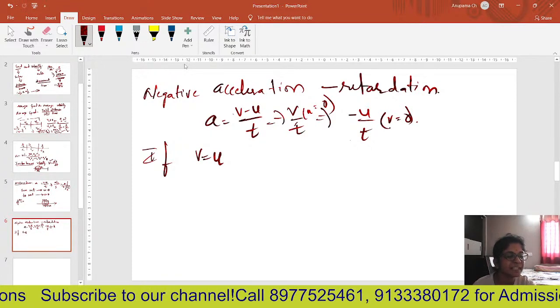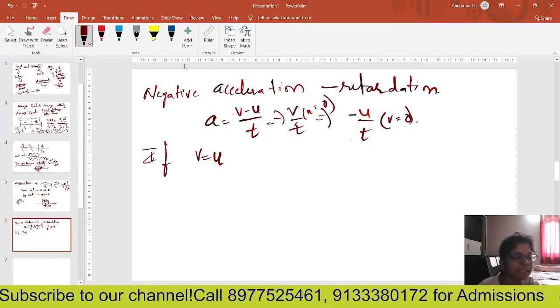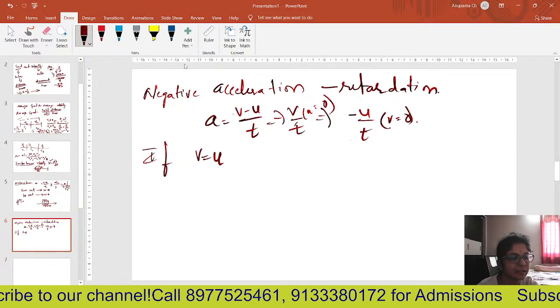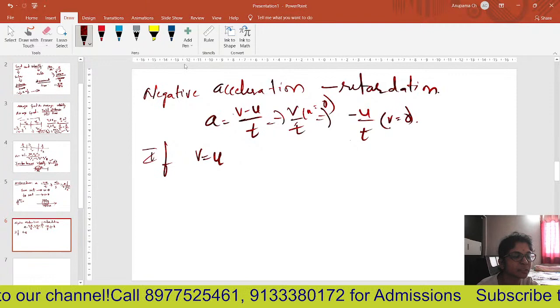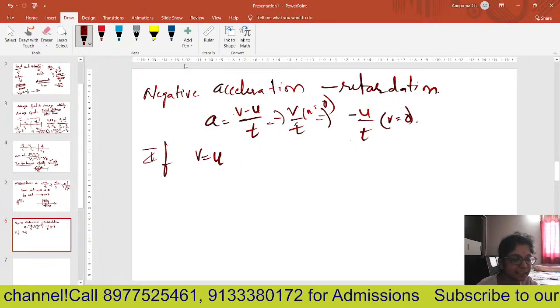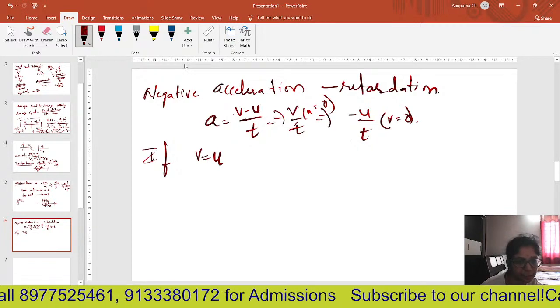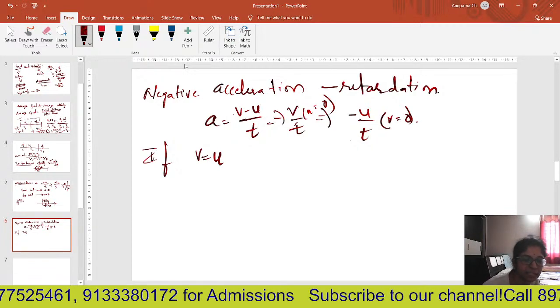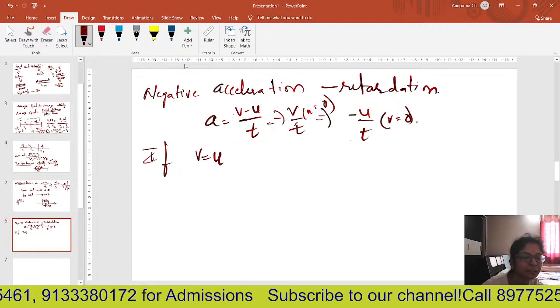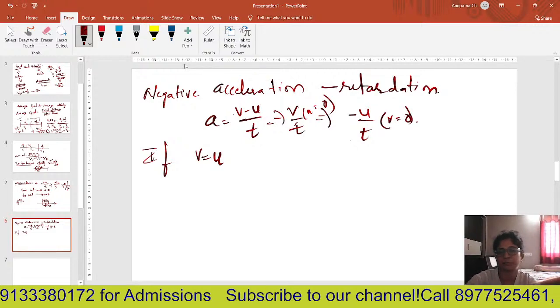Very good, 0. Yes, Prakash. Karthik Mudiraj, yes, it is correct. When v and u are same, v minus u is 0, and 0 by something will be 0, right? Isn't it? It will be 0.